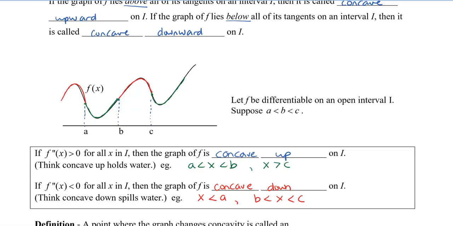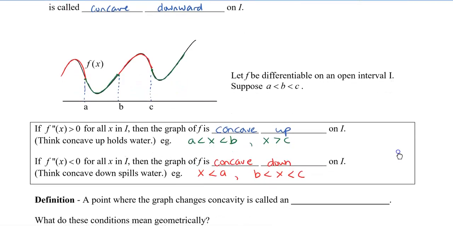Now these points that I've marked off, A, B, and C, they're special because this is where the concavity changes. So we can see that it's concave down and then up, and then down and then up. So these points are called inflection points.